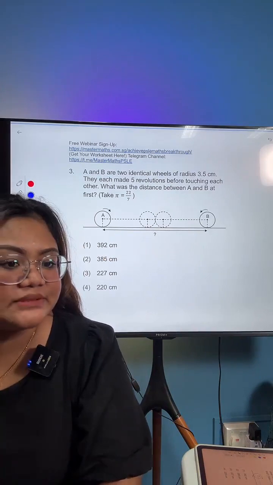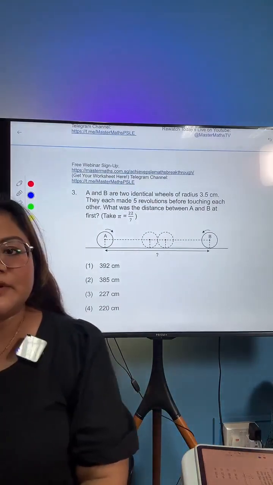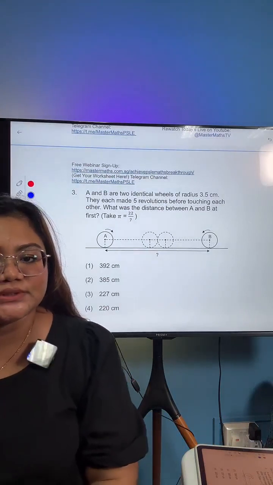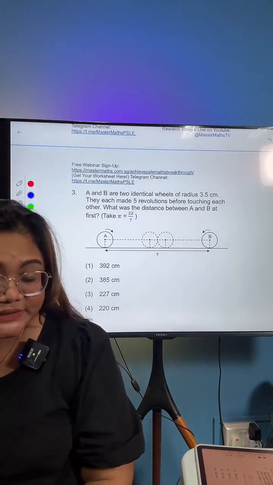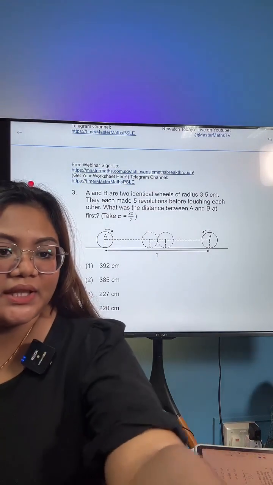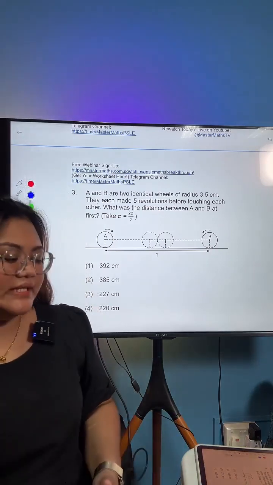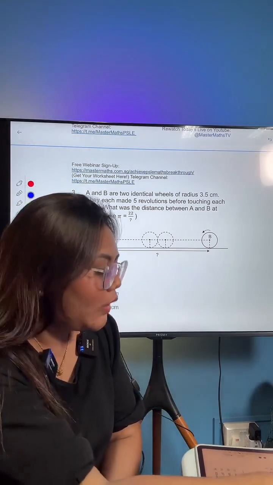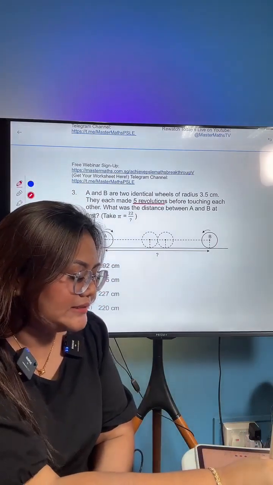This is the last MCQ already. The rest of it is just open-ended, okay? We want to find the distance between A and B at first. I'm going to give you some hints here. The first hint is to look at the word revolution and relate this to math.